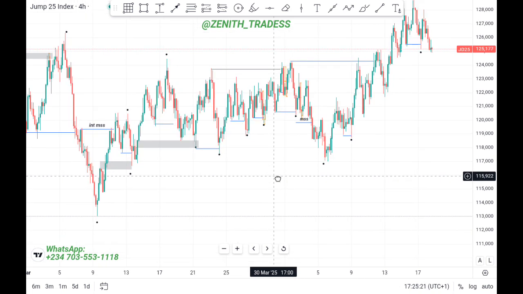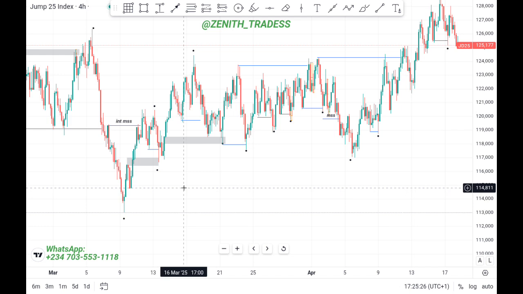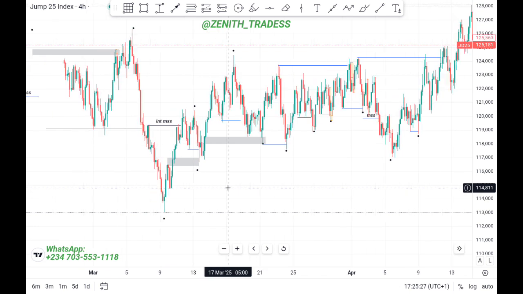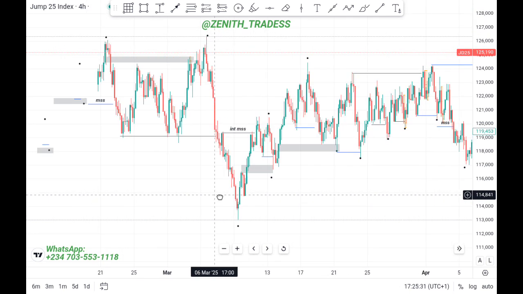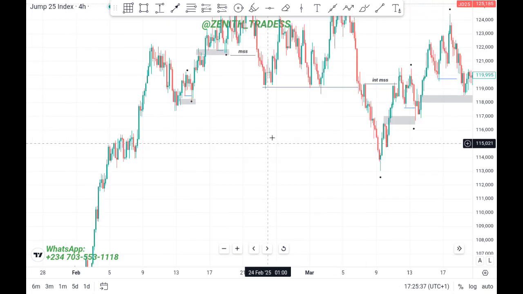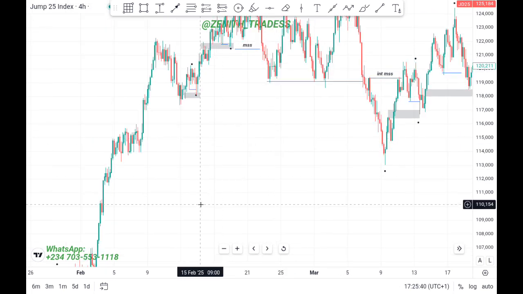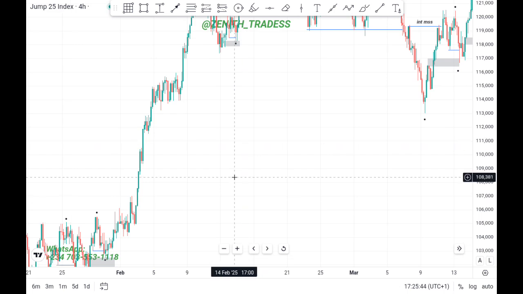So let me see if I can move. But if it doesn't respond again, I think I have to end it here and please end this section. So this is basically how you can fuse CRT together with structure to always be at the right side of the market.